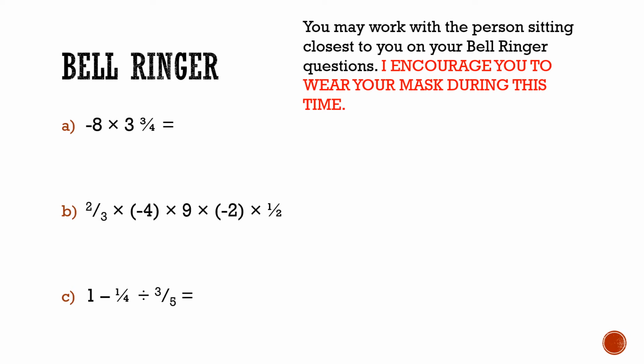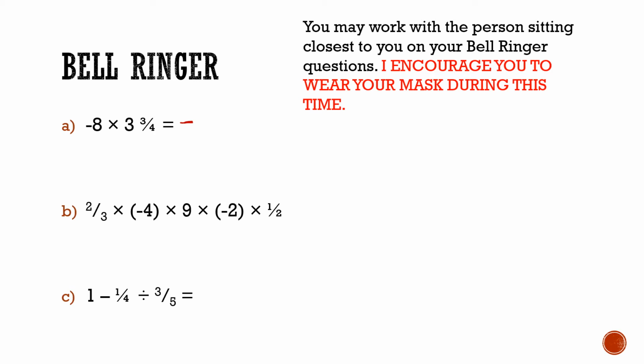So for our first problem, we have -8 times 3 3/4. So remember your multiplying integers rules. When you have a negative times a positive, you will get a negative product. So you're doing 8 times 3 3/4.